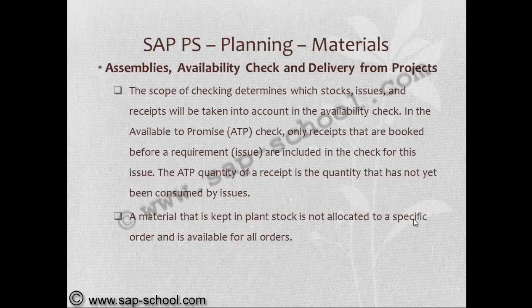The scope of checking determines which stocks, issues and receipts will be taken into account in the availability check. In the available to promise check, only receipts that are booked before a requisition are included in the check for this issue. The available to promise quantity of a receipt is the quantity that has not yet been consumed by issues. That means unrestricted stock. A material that is kept in planned stock is not allocated to a specific order and is available for all orders.